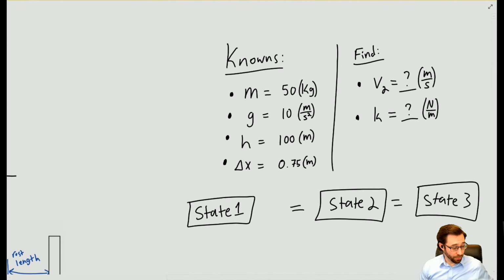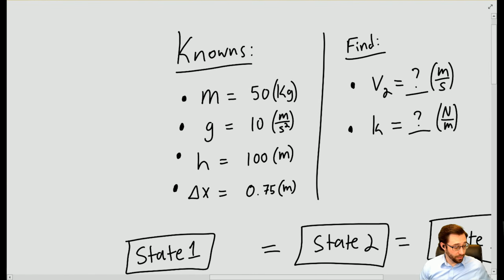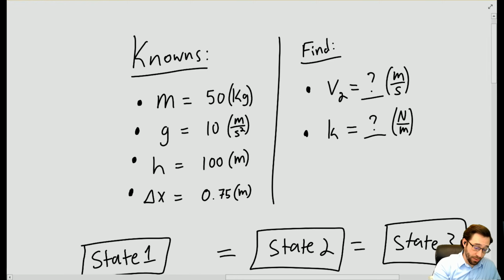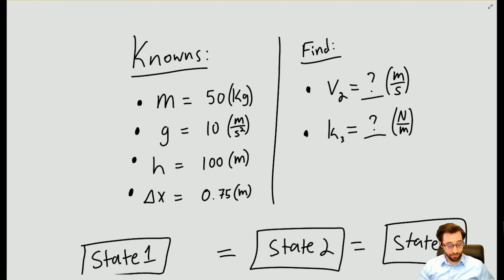So what I want to do is figure out what is the velocity at state 2 and what is the spring constant at state 3. So I want to know how strong is that spring. Make sense? So that's my objective.